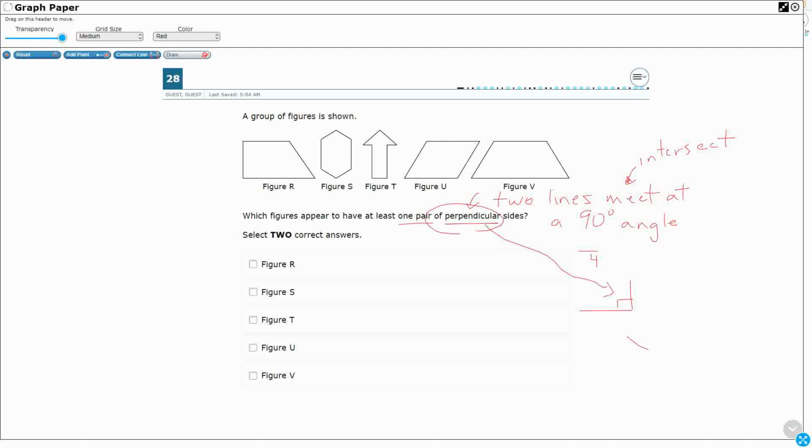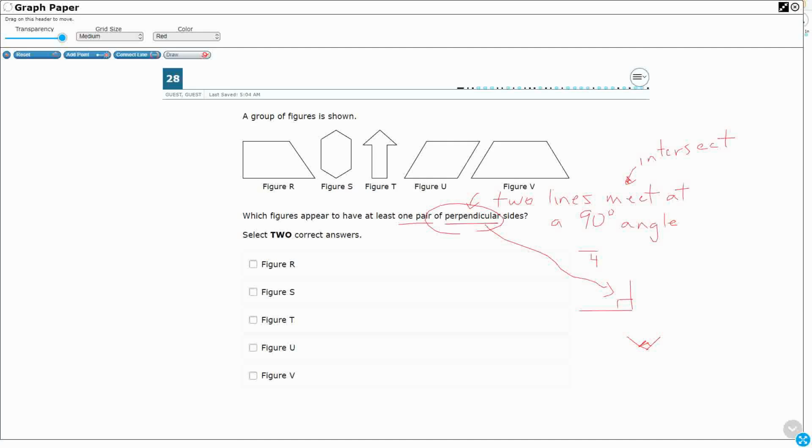Now, it could work like that even if the figure itself is rotated. Typically, what you'll see is you'll see a little square given to you like that. So we need to have at least one pair of perpendicular sides. Okay, so let's count the perpendicular sides for these figures.